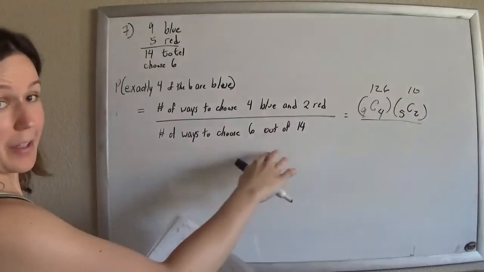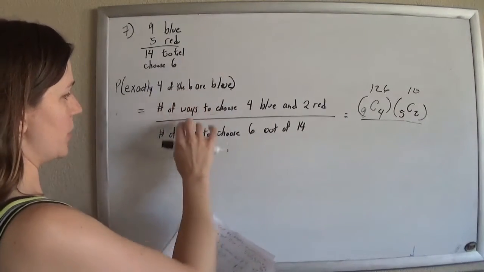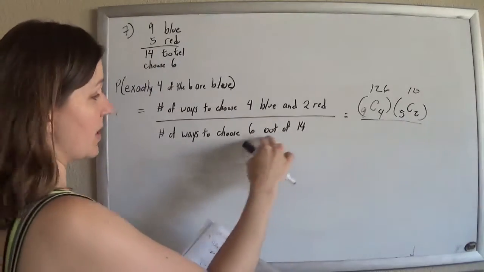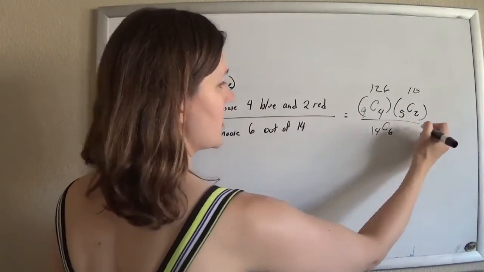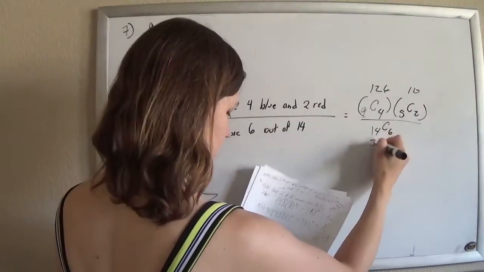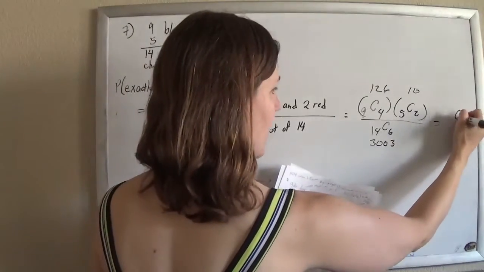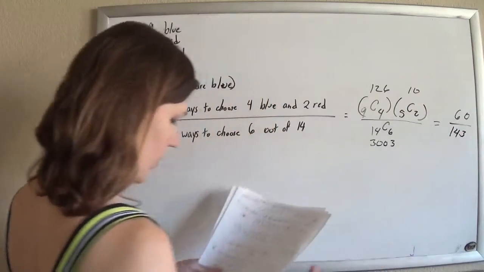And then on the bottom, for our second part, just making our probability in the combination problems, how many ways total are there to choose 6 things out of 14? Well, if you have 14 and you want to choose 6 of them, that many ways. So that's going to be 3003. And when you multiply this out and reduce it, you get 60 over 143.